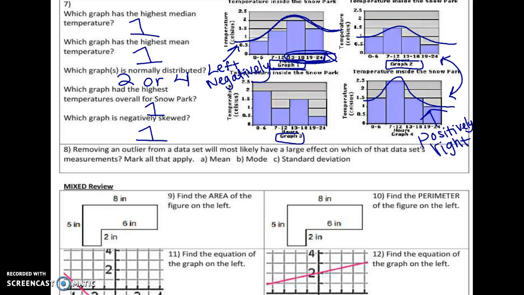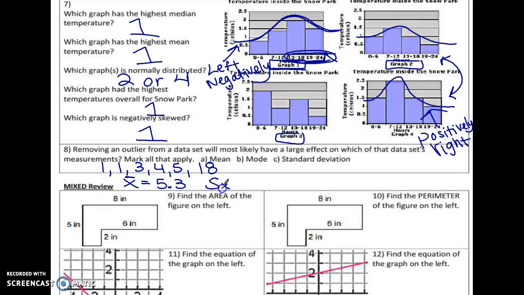So, a large effect. So what I did is I checked it. I made up a data set. So I said 1, 1, 3, 4, 5, and I made the outlier 18. So a number that was far away from the other data numbers. So if you find the mean, x bar, you get about 5.3 repeating, 5 1/3.